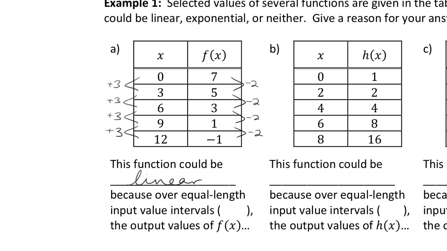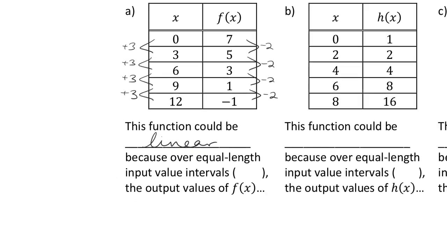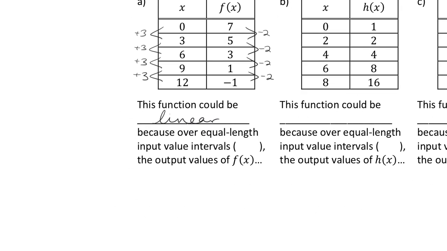So answering the question with linear is very important, but I also want the reason to be very clear. So we are going to say the function could be linear because over equal length input value intervals, which are changing by +3, the output values of f of x change at a constant rate. And we're going to say that that constant change was -2.